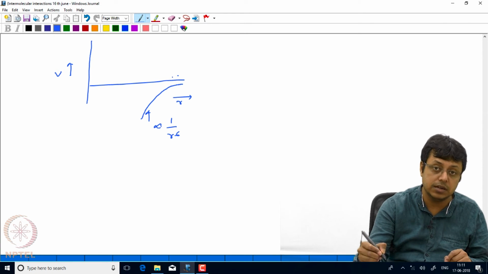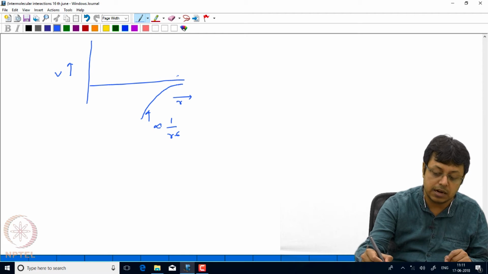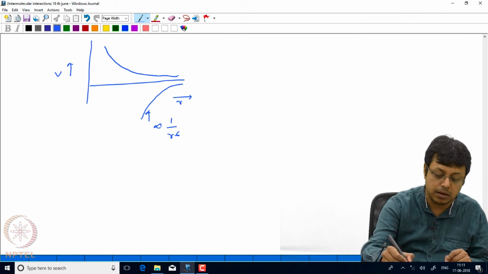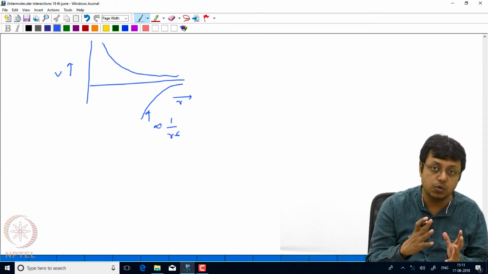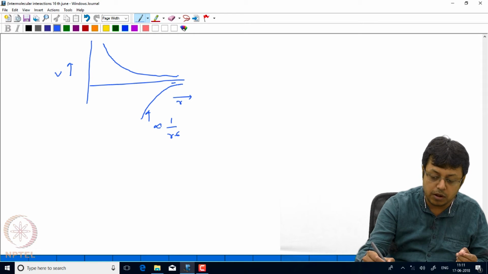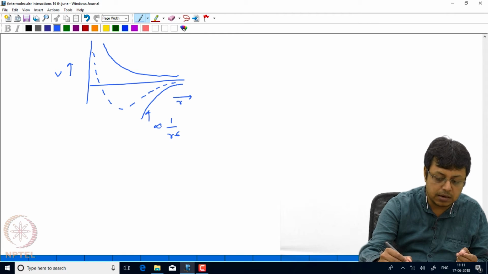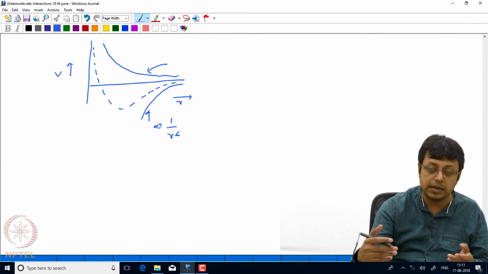The attractive interaction is a long range interaction. As you can see, it is 1 over r to the power 6, so it falls off much earlier, but the repulsion goes up only when the molecules are too close. As a result, the overall interaction will be something like this. This is the overall interaction between two atoms or two molecules. It can be between two atoms also, let us say two helium atoms.